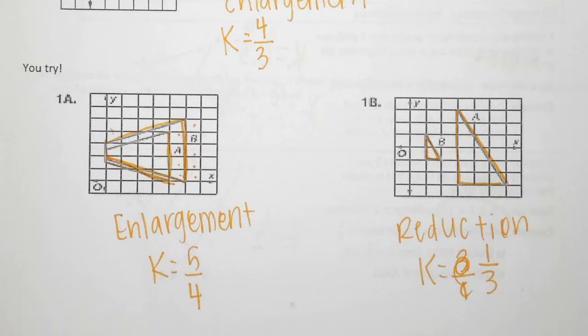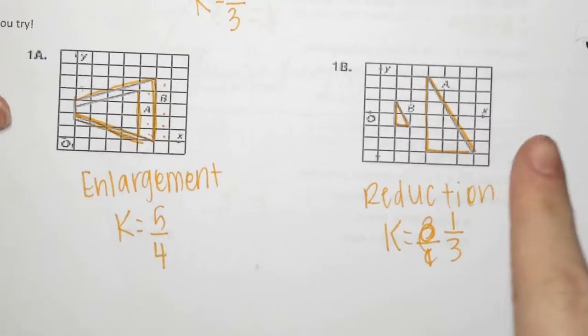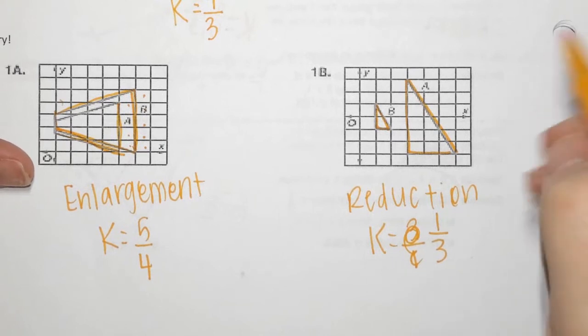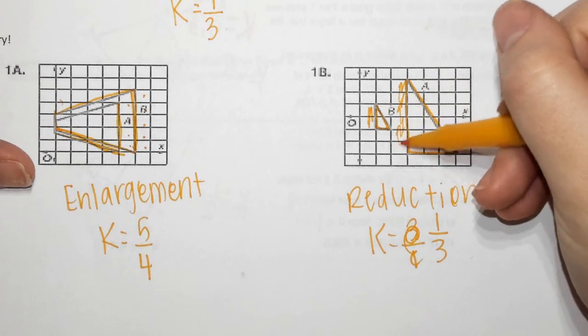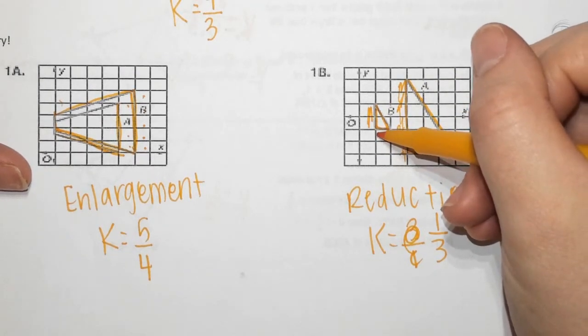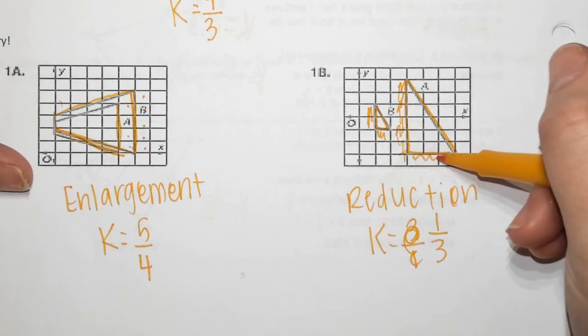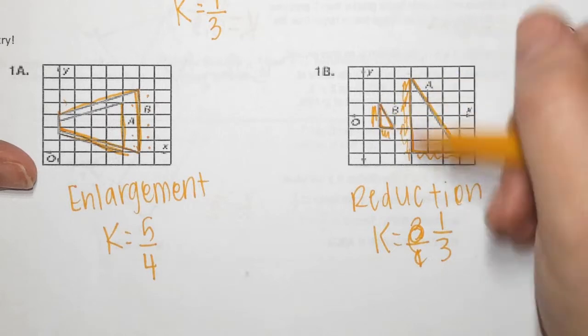Okay. All right. Number 1A is an enlargement with a scale factor of 5 to 4. 1B was a reduction with 1 to 3. Now, how many of you counted the side right here? Nobody? I would have. But then someone last period was like, well, can't I just count the bottom, which is 1 to 3? I was like, oh, yeah, that's smart. Good job. But either way, it still reduces. 2/6 reduces to 1/3. Same thing.